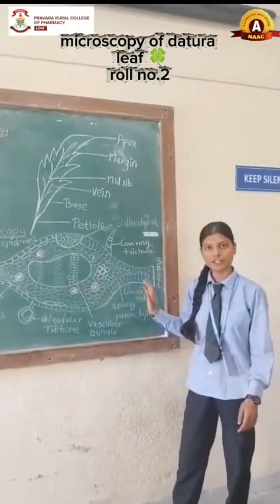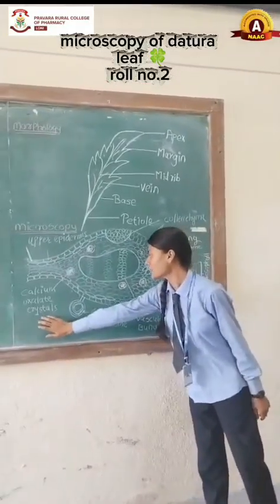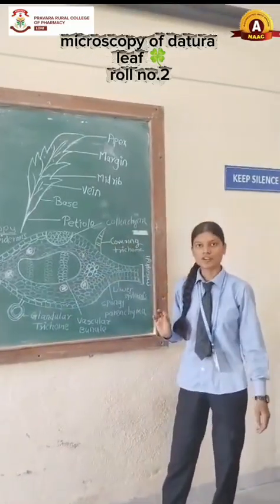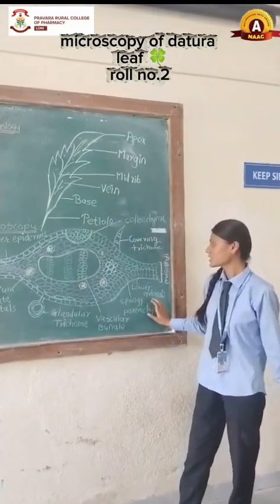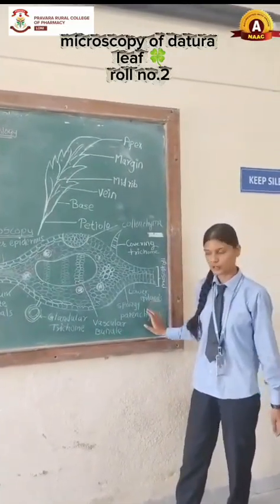Parenchyma is a compact tissue. Then calcium oxalate crystal is an excreted part of the plant body. Spongy parenchyma is a loosely compact tissue.